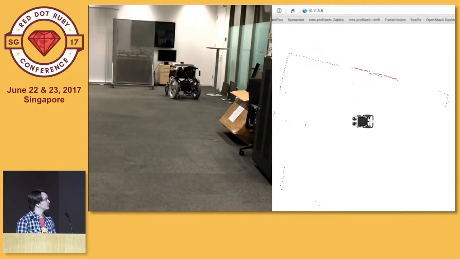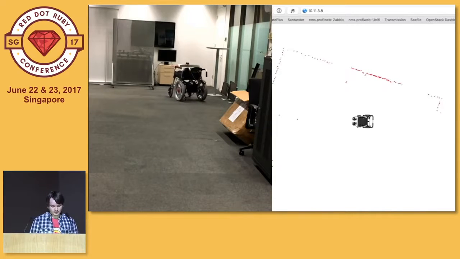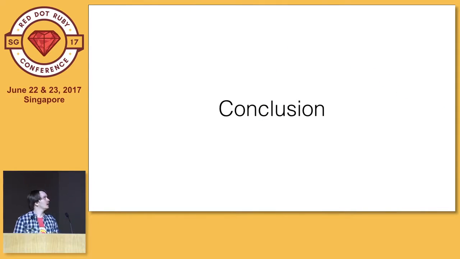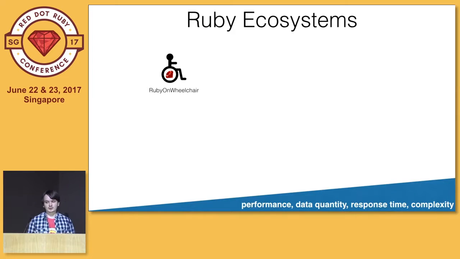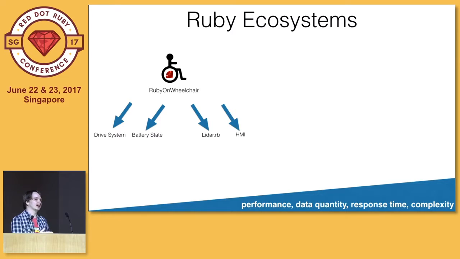Okay, so with that said, concerning the conclusion, I have essentially two things to conclude. First is about the Ruby ecosystem. Yukihiro Matsumoto has talked about MRI, how it's improving over time, mruby and JRuby. So my personal ecosystem looks like that. I have this Ruby wheelchair, and I have implemented different things which have different kinds of complexities and different kinds of needs. The data quantity of a drive system and the complexity is very low, to be honest. It's very simple code.